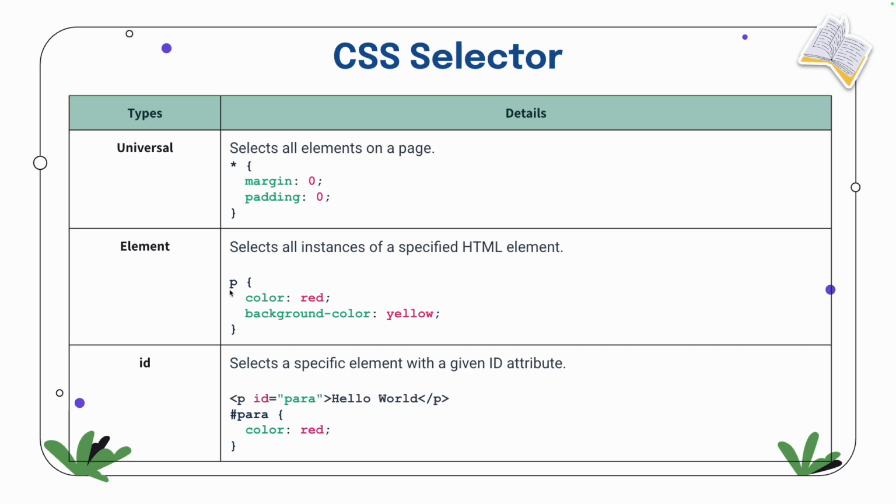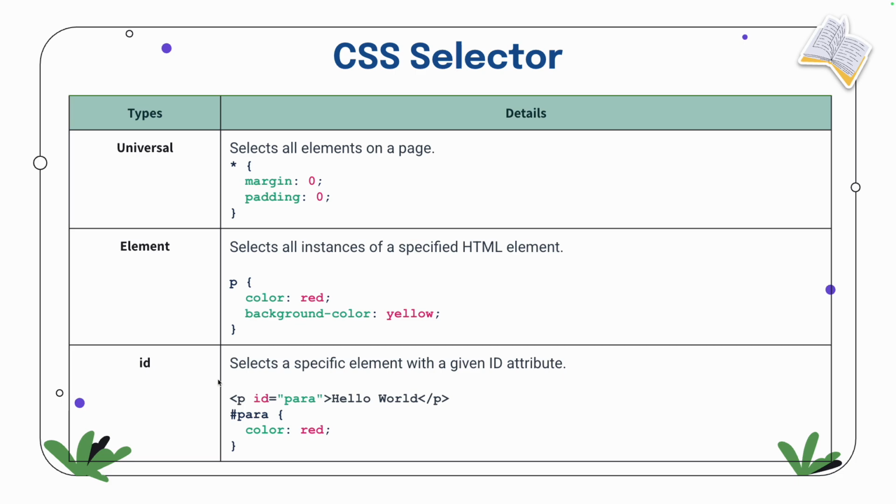So directly with their name you can write and apply some properties. These properties only we are going to see, and what we have to write here as a name. All those things we are going to see, but there are multiple ways to apply. One is element, one is universal, another is ID.